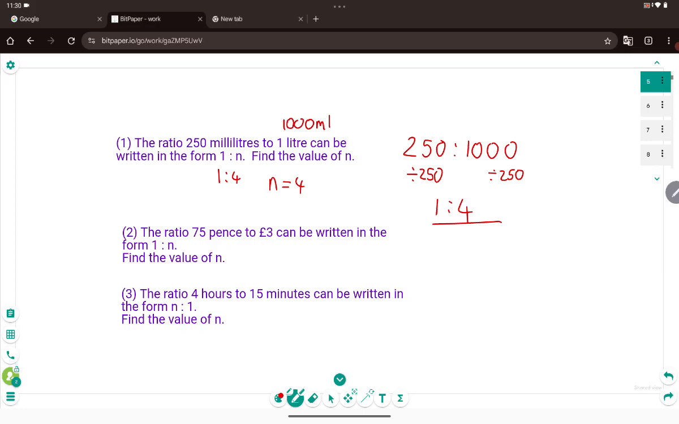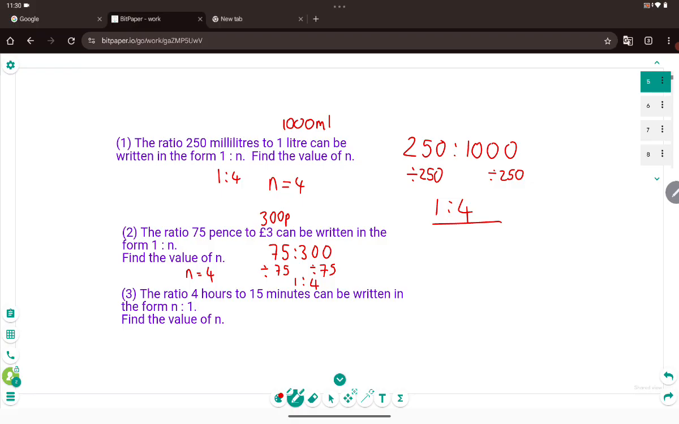£1 is 100 pence. So £3 is 300 pence. 75 to 300. We want 1 on the left-hand side. So let's divide by 75. So 1 to 4. Again, n is 4.